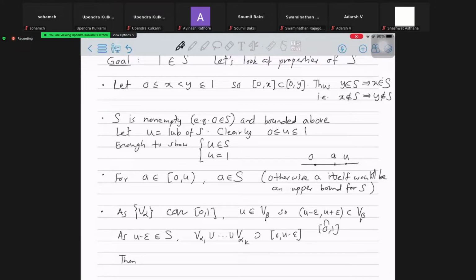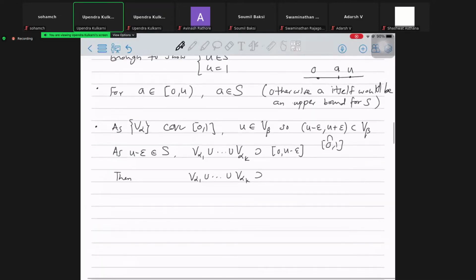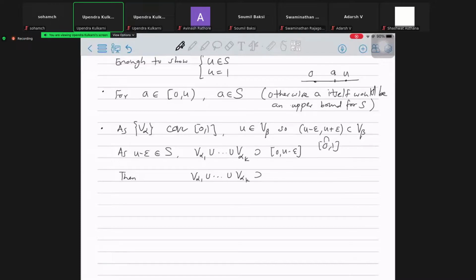Then we also take the union with V beta. Say it is still fine. So I take V alpha 1 union up to V alpha K. That will contain, oh, sorry. I will take the union of this with V beta.